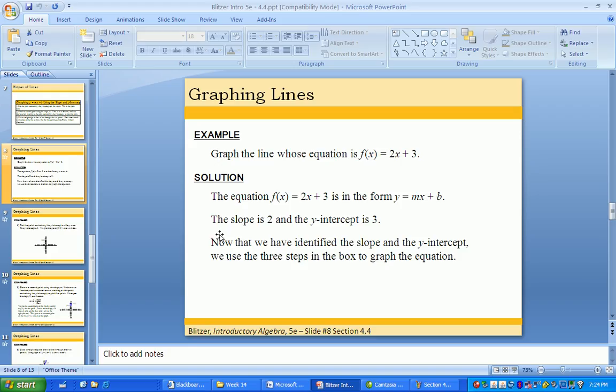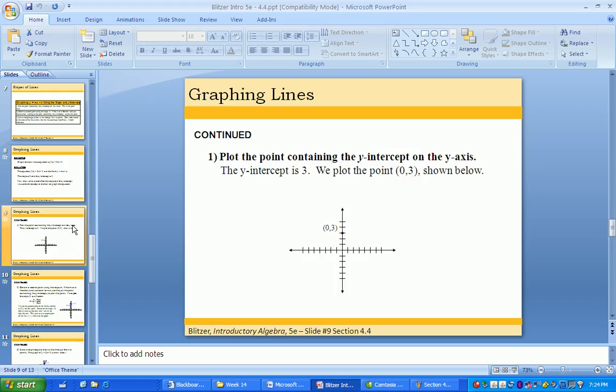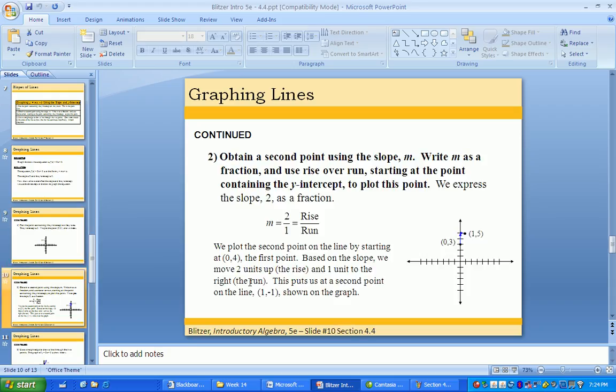So we're going to come to our graph, and we're going to find our y-intercept first. Again, it's on the y-axis, and it's at the point y is equal to 3. So we put a point there. Now we use the slope. The slope we said was 2. Remember what slope means? Rise over run. So 2 is also the same thing as saying 2 divided by 1. It's a good way to remember that fraction, 2 over 1.